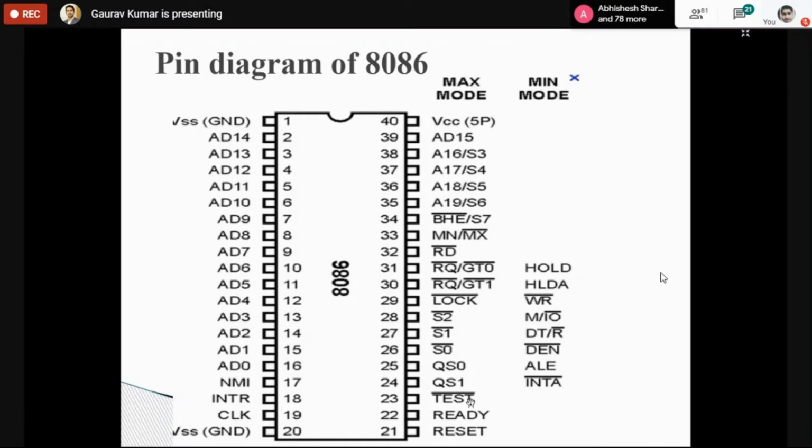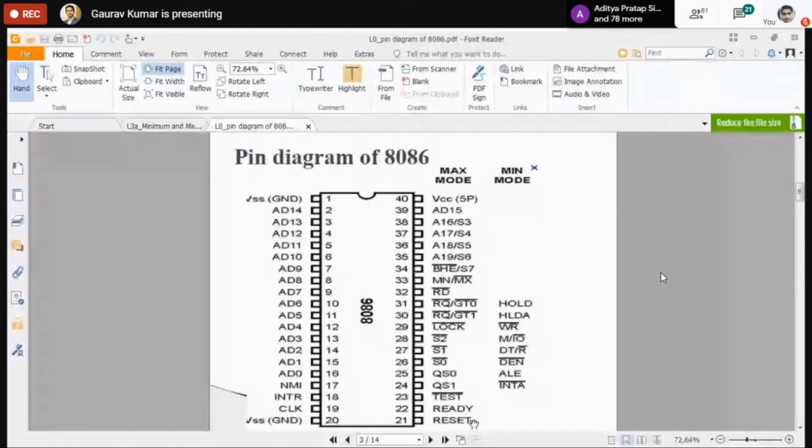Okay, so I hope it is clear up to here. Any doubt up to here? Is it okay? Anything in the chat box? Okay, fine. So let's move further.